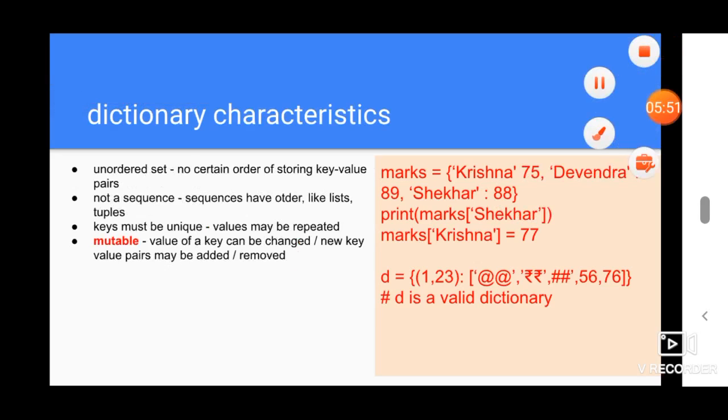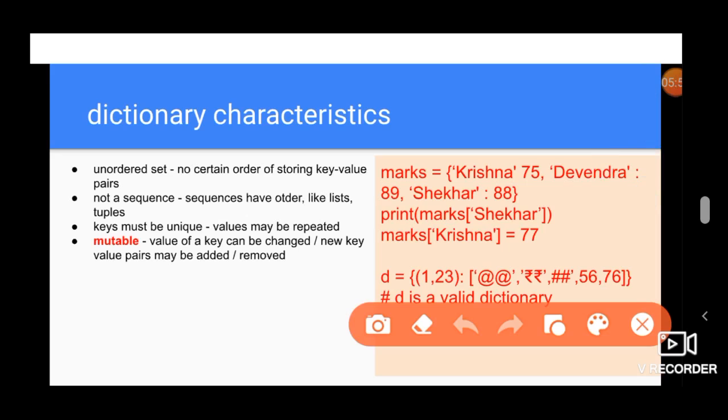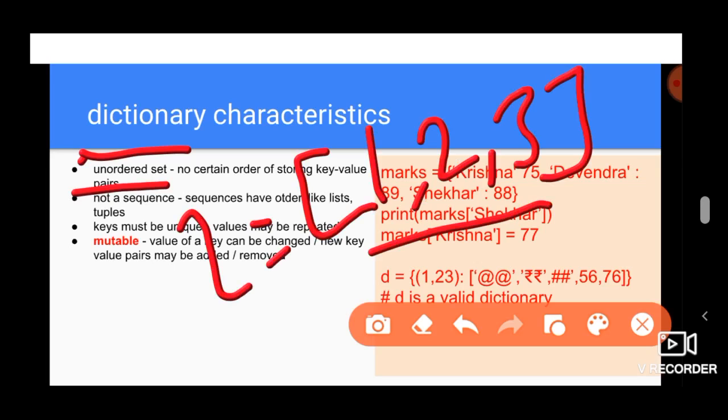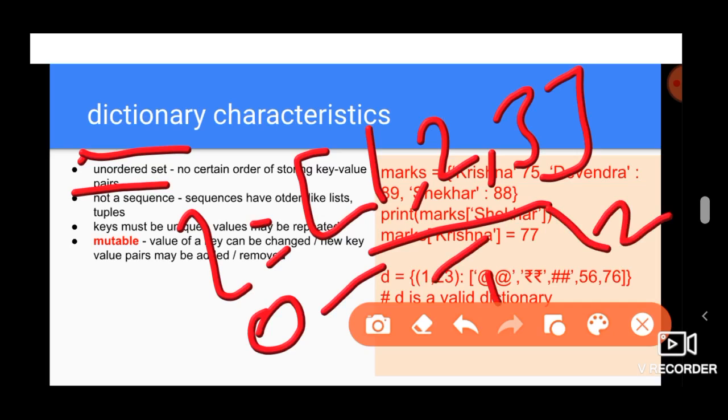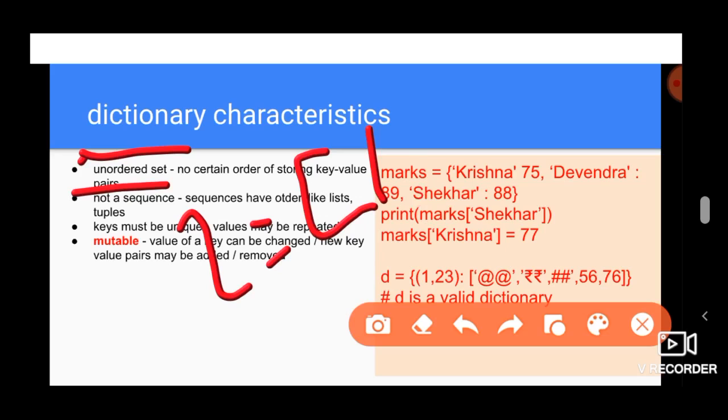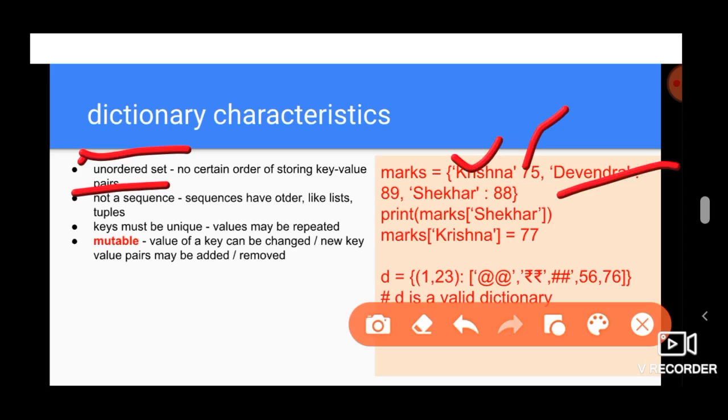Then there are some characteristics of dictionary which we have to keep in mind always, that a dictionary is an unordered set. See, when you create a list like L is equal to 1, 2, 3, then all these three items, the numbers 1, 2 and 3, have a certain order in memory. That is why it is possible for us to access them using indexes 0, 1 and 2. So any list or tuple has its data in an ordered way. But the dictionary is not an ordered set of data. You see, it contains this data like key Krishna associated with value 75, key Devendra associated with the value 89, and so on. But it does not guarantee any particular order.